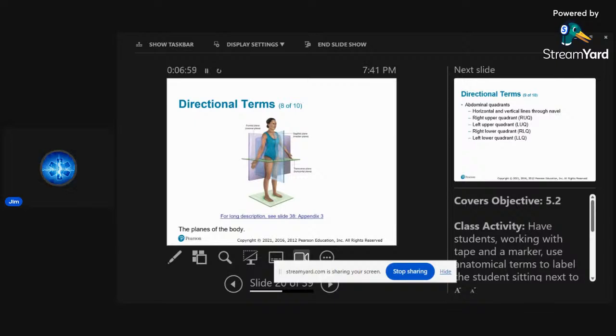Here's some of the different body planes that you should know. We don't really use the planes too much to describe, but it's nice to know where they are. So if you want to take a minute to look these over, you can always pause the video at any point and look at any of these things that we're talking about, or you can always rewind and go back.